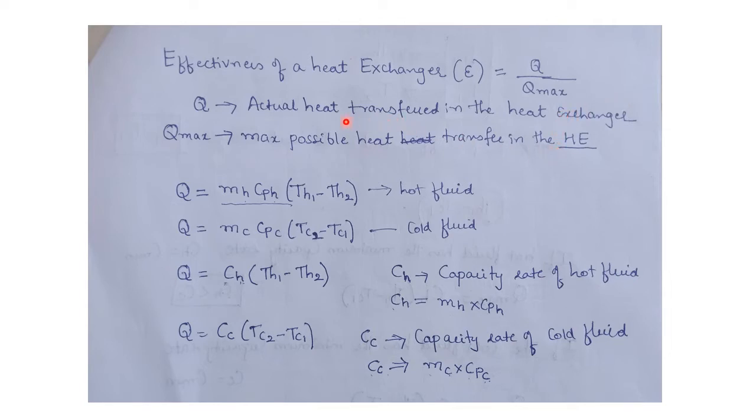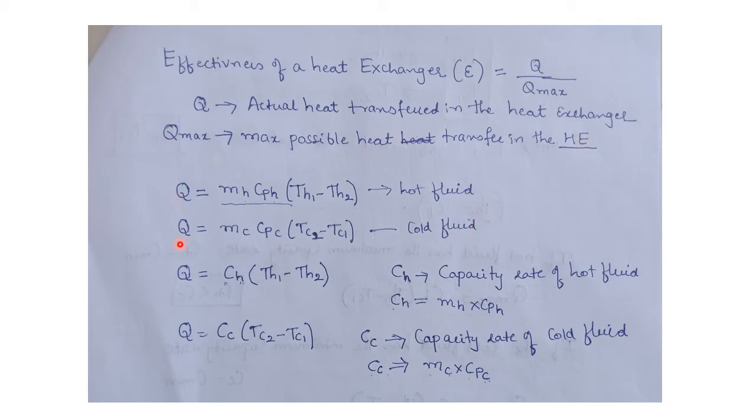Now, the actual heat transferred in the heat exchanger, Q, is given by mH into Cph into the bracket TH1 minus TH2. This is for the hot fluid. Q is also equal to mc into Cpc into the bracket Tc2 minus Tc1. This equation is for the cold fluid, that is the actual heat transferred in the heat exchanger.